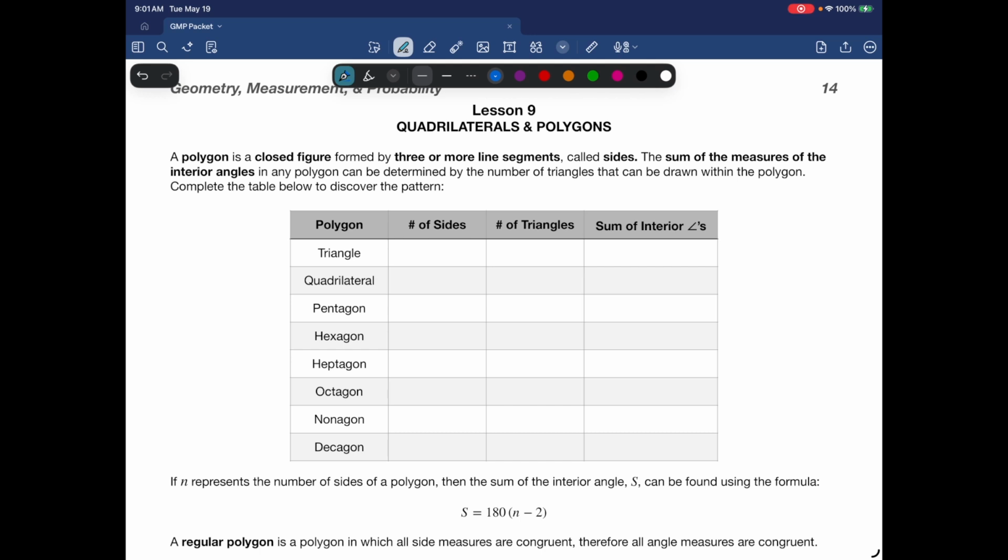So a polygon is a closed figure formed by three or more line segments called sides. The sum of the measures of the interior angles in any polygon can be determined by the number of triangles. Remember the inside angle theorem of a triangle says that all three angles add up to 180, and you can cut any polygon that's bigger than a triangle into a number of triangles. And so how many 180s are we talking about? This is what this chart is going to help us with.